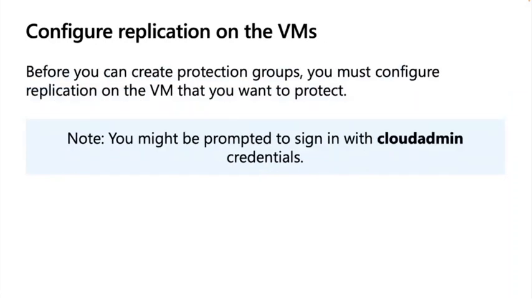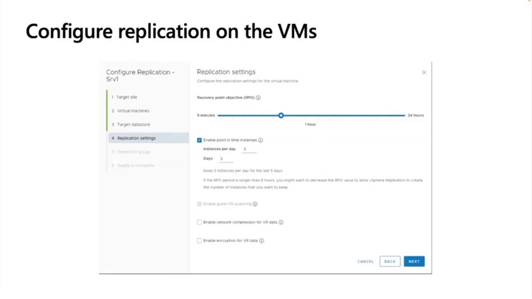And then configuring replication on the VMs. Before you can create protection groups, you have to select the actual VMs and click on the replication settings, like, what is it, the RPO or RTO? It would be your RPO, the amount of time you're going to replicate the data. Again, you might be prompted to sign in with your vCenter credentials with Cloud Admin. And here's a good screenshot showing replication settings. Are you going to go every 5 minutes? Probably not. There's a good slider. And then how many instances per day are you going to replicate, and how long you're going to keep them.